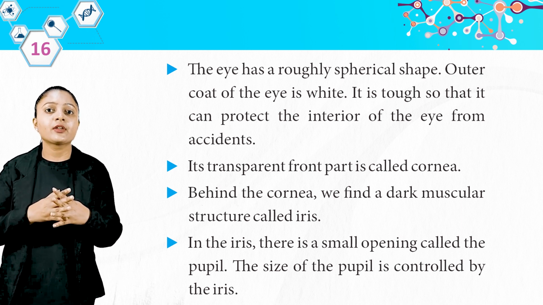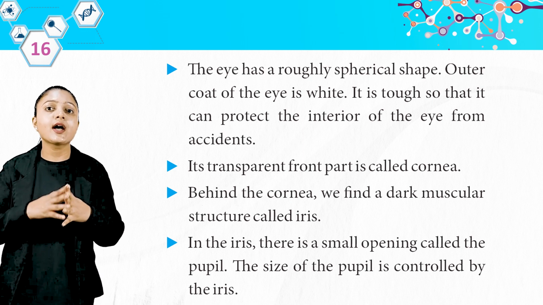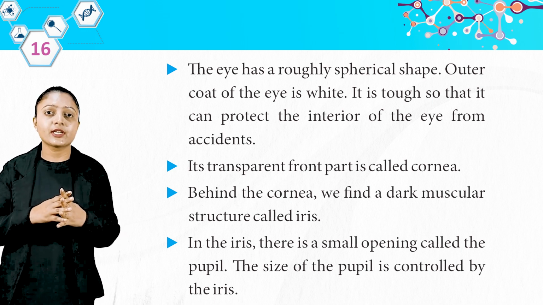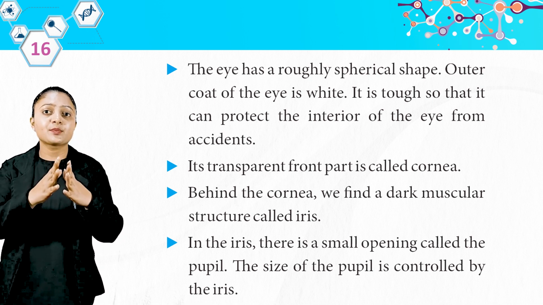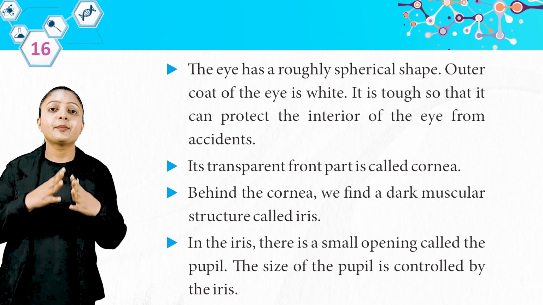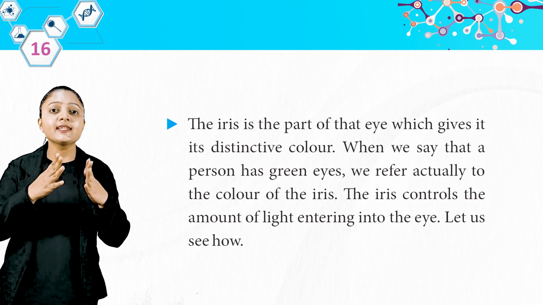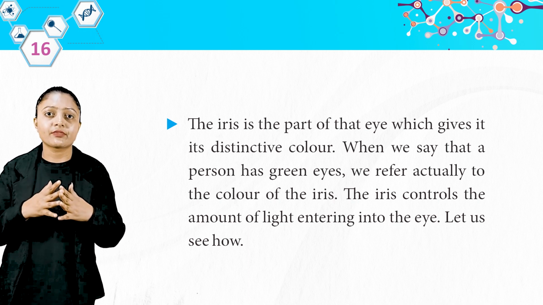The front part is transparent and is called the cornea. Behind the cornea, we find a dark muscular structure called the iris. In the iris, there is a small opening called the pupil. The size of the pupil is controlled by the iris. The iris is the part of the eye which gives it its distinctive color.